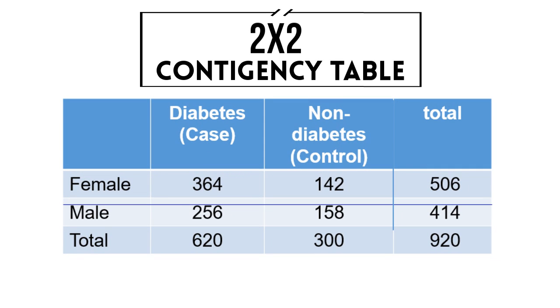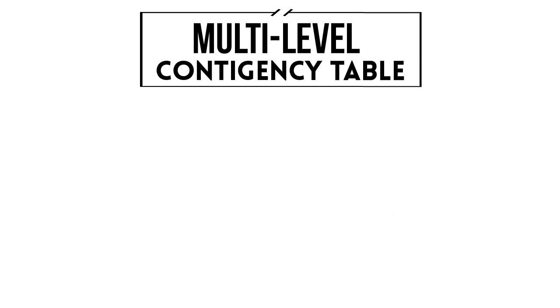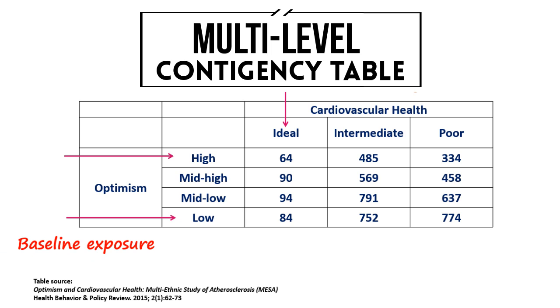So far, we have presented calculations and interpretations of odds ratio when the data are organized in a 2x2 table. What if we have 3 or more levels of exposure and disease statuses? Can we then meaningfully apply odds ratio? This issue is also similar for the risk ratio. Let's look at a study on the relationship between optimism and cardiovascular health, or CVH, treating optimism as exposure and CVH as disease. We see that optimism has 4 levels: low, mid-low, mid-high, and high. And CVH has 3 levels: poor, intermediate, and ideal.